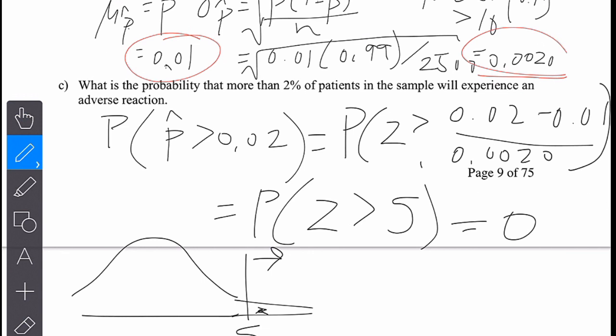Okay, so the chance that more than 2% of patients in the sample will experience an adverse reaction is 0. In fact, there's always a risk. Any kind of medical procedure, there's a risk, but it's very small in this example. Well, at least for 2%. I didn't do it for the 1%, but that's what you find out.